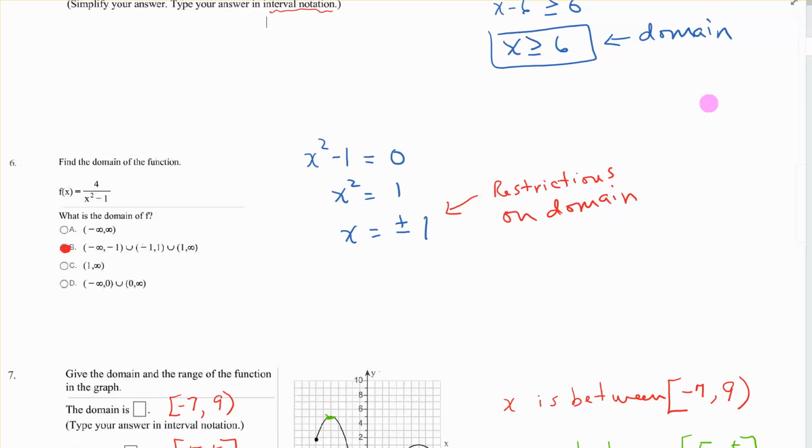Number 6 is the same way. We've got to take the bottom and set it equal to 0. So x squared equals 1. x is plus or minus the square root of 1, which is 1. These are your restrictions. So when you're putting that in interval notation, you have negative infinity up to negative 1, or negative 1 to 1, or 1 to infinity.